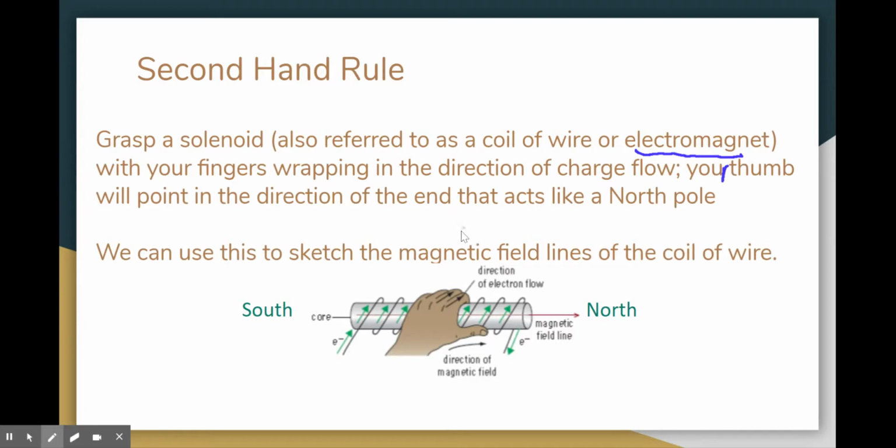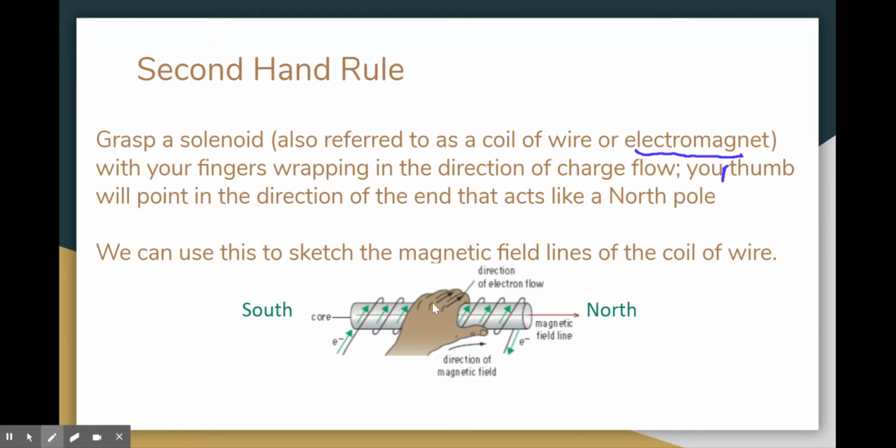So I know people want to blend the first and second hand rules, but they're really independent of each other, two different situations, and what your thumb and your fingers end up doing are totally different as well. So there's no real connection between the first and second hand rule, so don't make that artificial. So you can see what happens here.